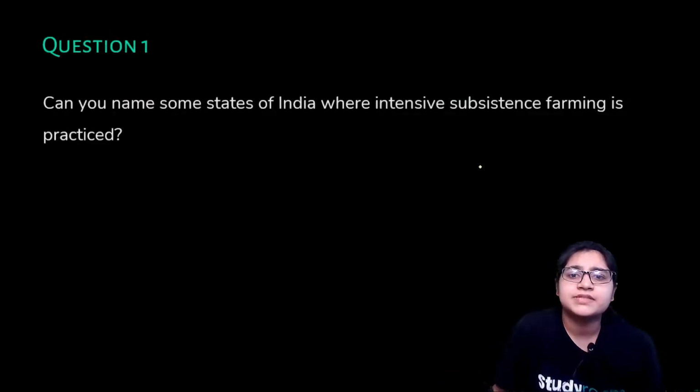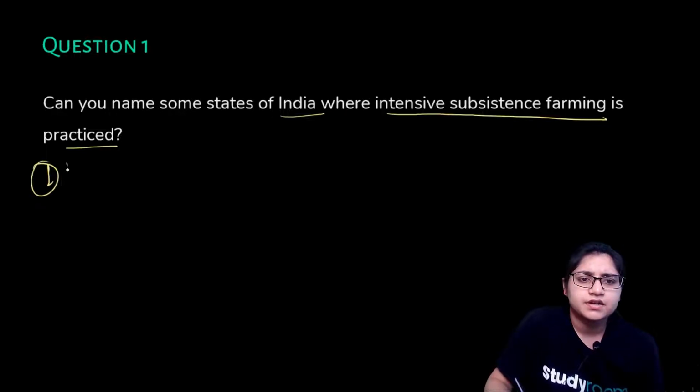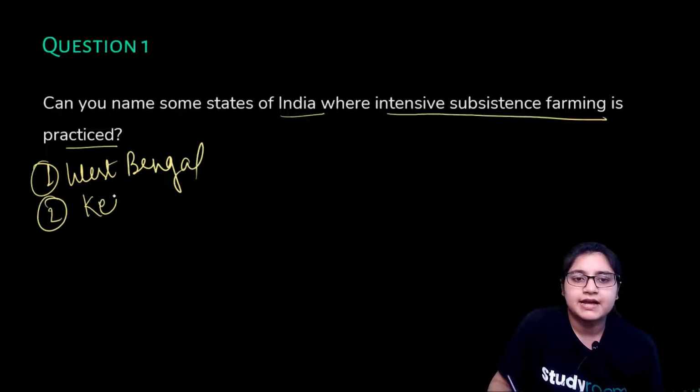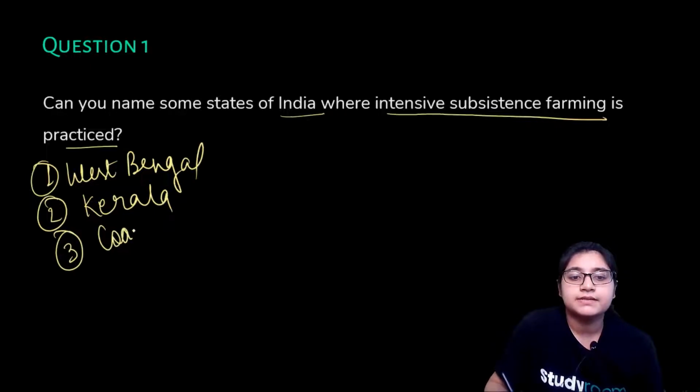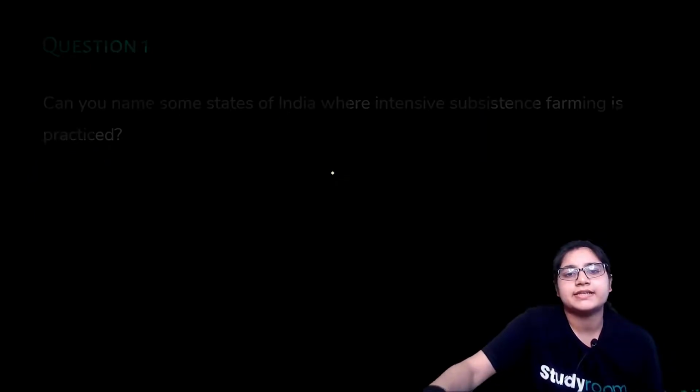Then, can you name some states of India where intensive subsistence farming is practiced? We've already discussed it, right? First one is West Bengal. Second state is Kerala. Third state is coastal Andhra Pradesh. Fourth state is Tamil Nadu. Right? All right. Moving to the next slide.